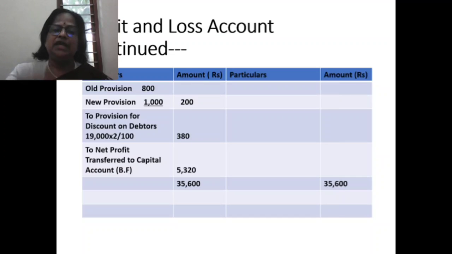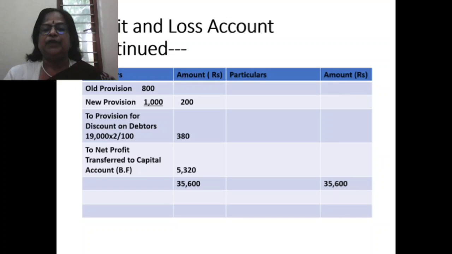Then, on that again, provision for discount on debtors you are asked to calculate. So this 19,000 is the good debtors value. Good debtors 19,000 into 2 by 100, 380 you will debit to profit and loss account. Now which side is higher? Credit side is higher. So 35,600, you will balance the account. You will get 5,320. That is the balancing figure that you will transfer to capital account. That means you will add it to capital.